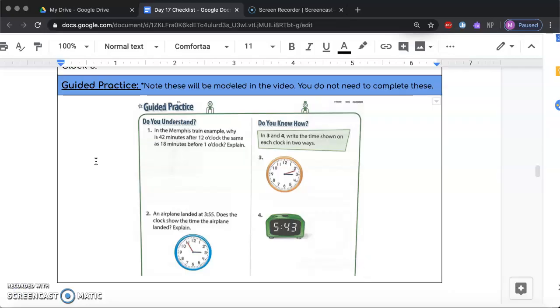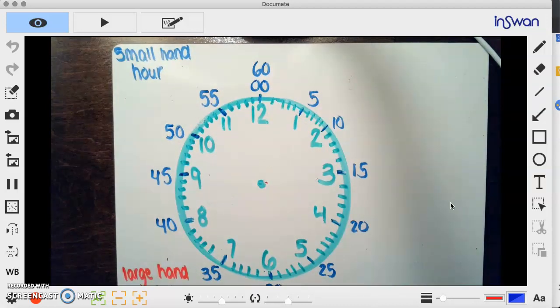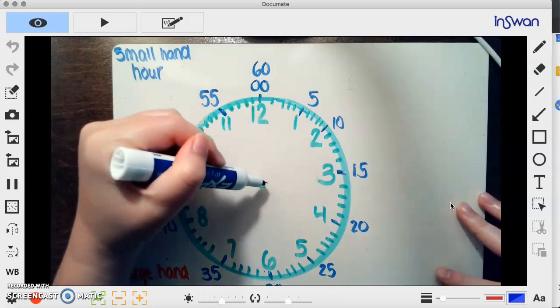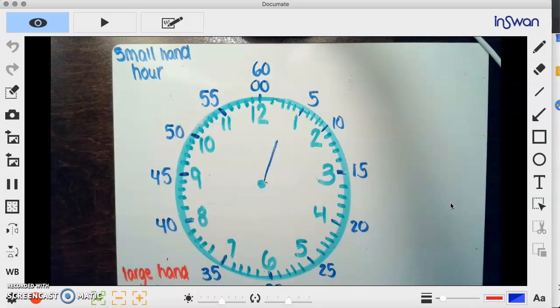So let's go ahead and look at number 1. It says, in the Memphis train example, Y is 42 minutes after 12 o'clock, the same as 18 minutes before 1 o'clock. So I know I'm going to be working between 12 and 1 o'clock. So why are these the same? Let's go ahead and look at my clock. So I can go ahead and draw my hour hand. I know I'm going to be between 12 and 1. I'm doing it a little closer to 1 because it's almost going to be 1 o'clock.